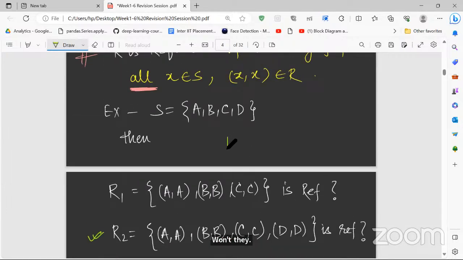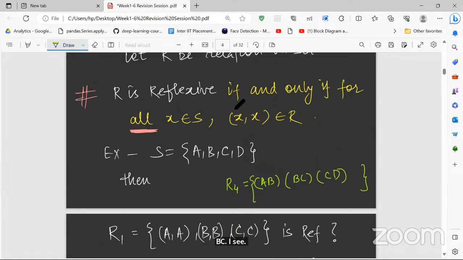Okay, you gave an example. Let's say, for example, this is R2. What did you say? AB, BC, and CD. Okay. For a reflexive relation, what should be the condition? XX. That means AA, BB, CC, DD.